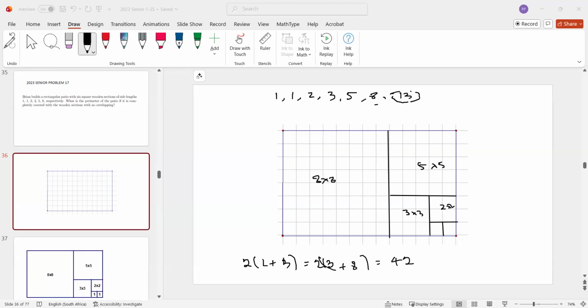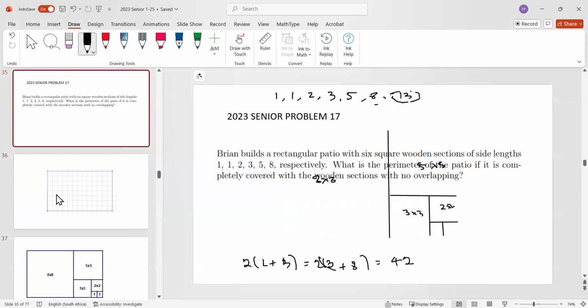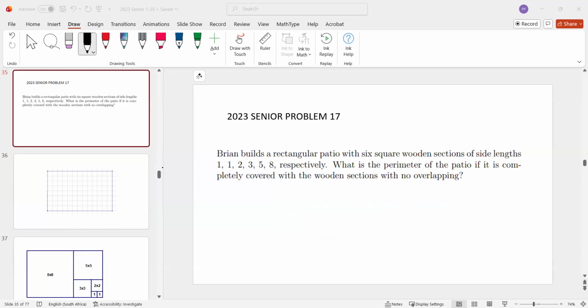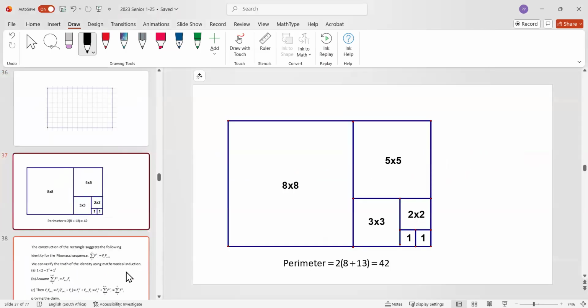which we didn't look at nicely. Let's just have a look at that. What is the perimeter of the patio if it is completely covered with the wooden sections with no overlapping? And that's what I've done. And we saw that the perimeter is 42. So there's the picture.